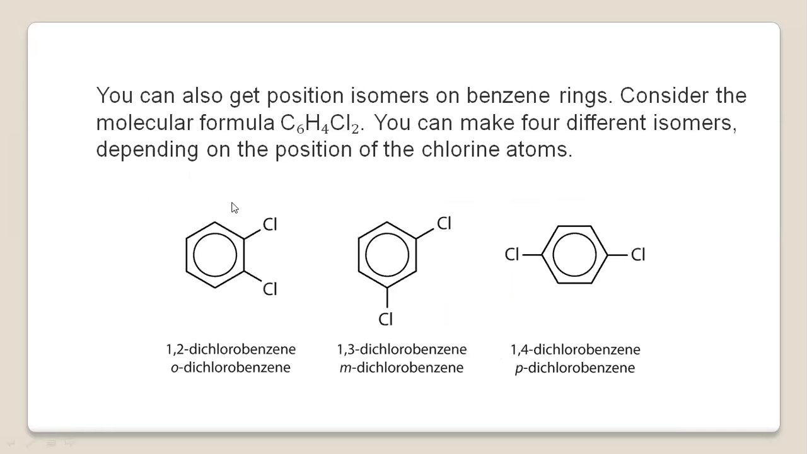and therefore these are positional isomers of each other. You can also get positional isomers on a benzene ring. Consider the molecular formula C6H4Cl2. Here the different isomers depend upon the position of the chlorine atom. Here chlorine is present on carbon number 1 and 2, 1,2-dichlorobenzene, 1,3-dichlorobenzene, 1,4-dichlorobenzene. These are the different forms of ortho, meta and para-dichlorobenzene. So these are positional isomers of each other because they differ in the position of the functional group Cl.